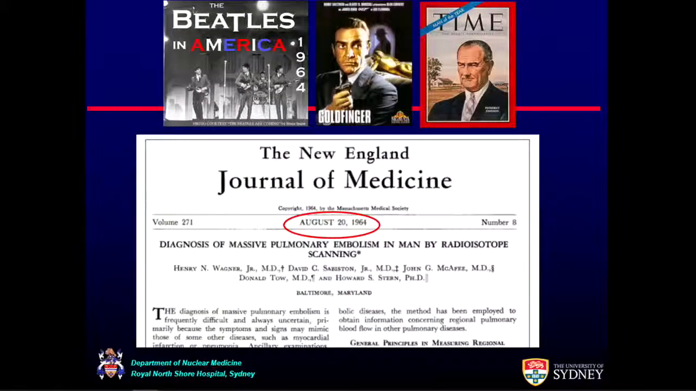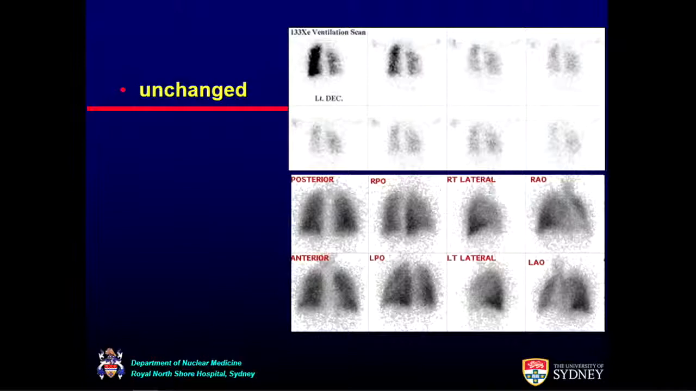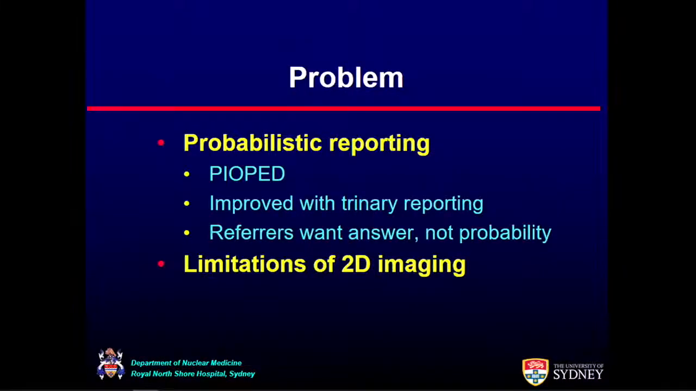So I want to take you back to 1964. This was the first description of the lung scan by Henry Wagner's group. And since then, it's been amazing how nuclear medicine has changed, and particularly one of the key things has been the move from planar to SPECT and more recently to SPECT CT. And that's happened across the board, but not in all places and not in all countries, and the lung scan stands out, particularly in the US, where it's still very much a planar technique.